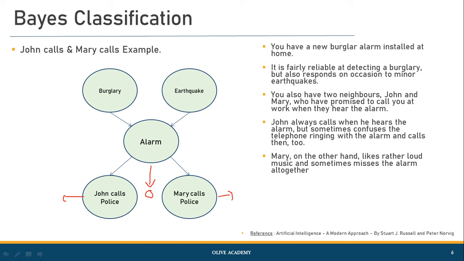And remember that we are talking about Mary. On the other hand, she likes to hear loud music and she misses the alarm as well. And that is where the actual probability comes into play, because sometimes even if there is an earthquake or a burglary, it doesn't matter. Mary sometimes misses the alarm because she always listens to loud music, and because of that, she misses the alarm completely. And that is where the probability of Mary calling the police is also going to play some kind of vital role in detecting the alarm. And similarly, John also sometimes misses the alarm because he sometimes confuses it with the telephone ring and suddenly calls the police as well.